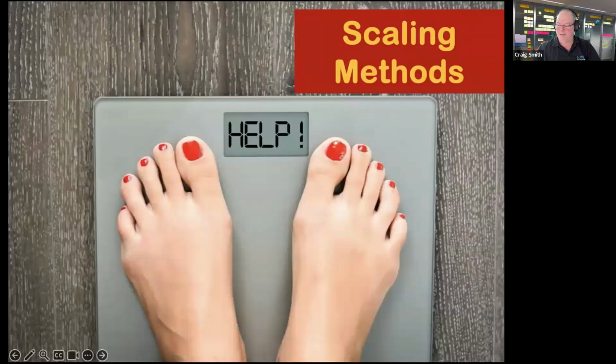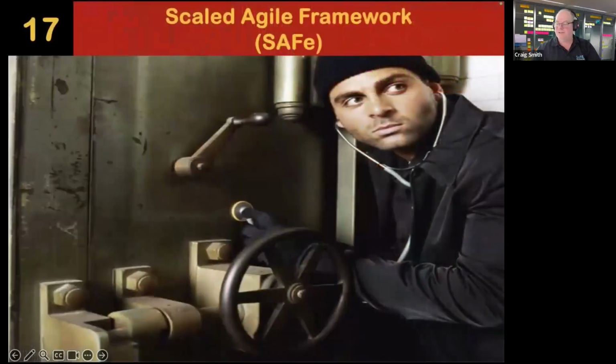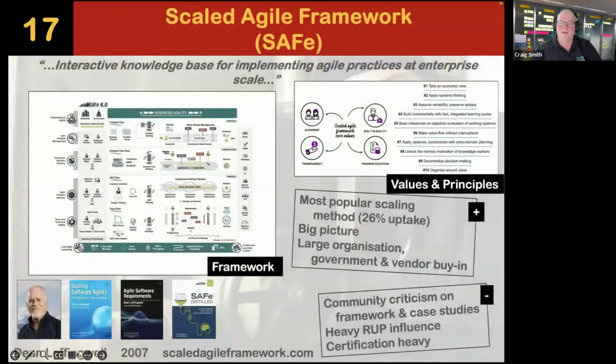All right, everyone's still with me. Let me move on to scaling methods now. We're up to number 17. So scaling methods. Obviously, the granddaddy of them all, the most popular, is SAFe, the Scaled Agile Framework.